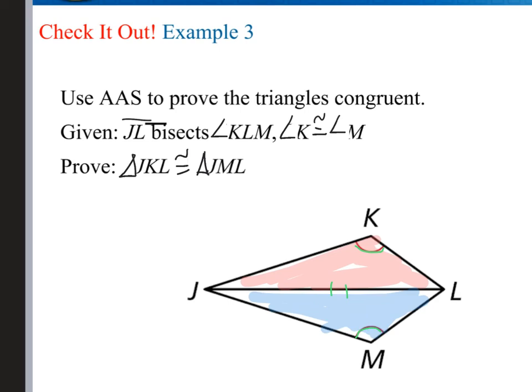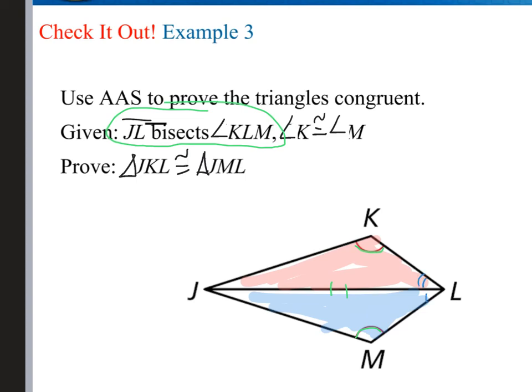And the other piece of information we have is this word bisect. It says segment JL bisects KLM. So what does it mean to bisect? It means to cut into two congruent parts. So that will give me another angle that is congruent. So here we have angle KLM, and if it bisects it, that means that this angle right here, this KLJ, is going to be congruent to angle MLJ. And so let's mark that, and then we'll see if we have enough information.